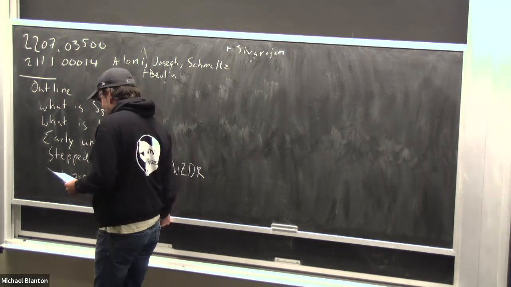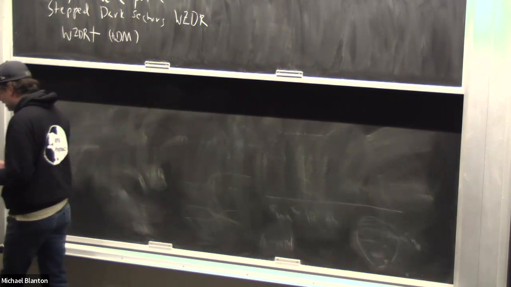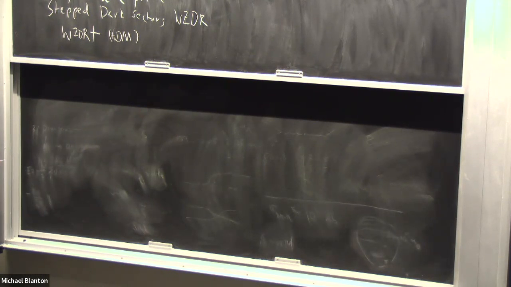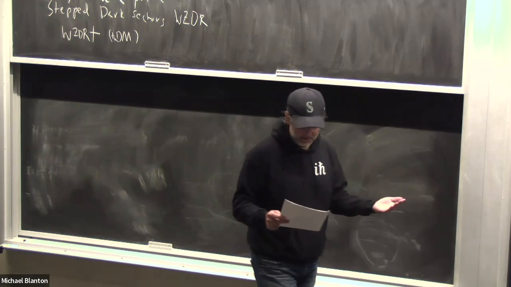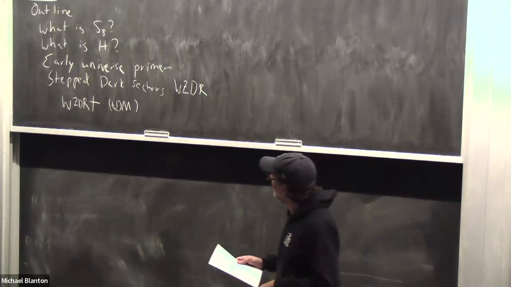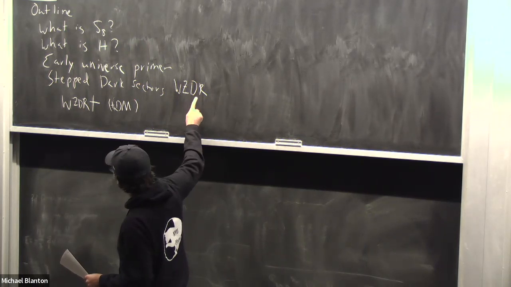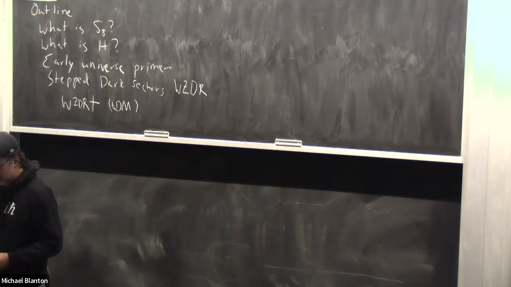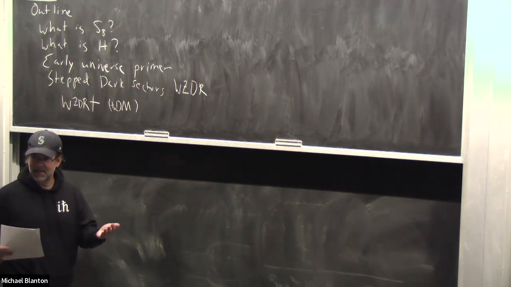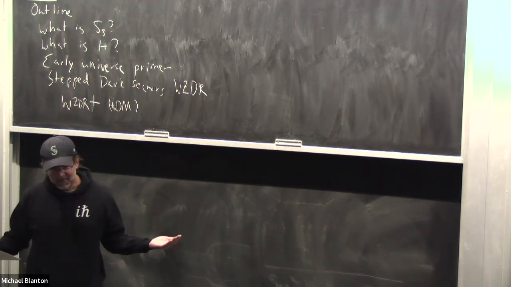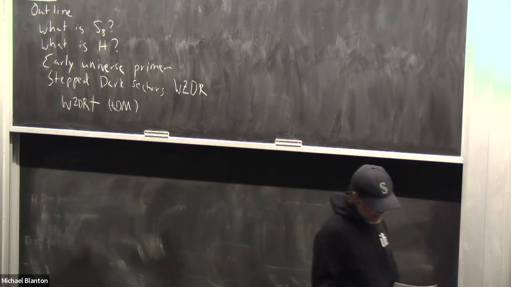Here's my outline. I'm going to start off by talking about what is S8, and what is H. Then I'm going to do an early universe primer for people who don't think about the early universe. Then I'll talk about step dark sectors, which we refer to as WZDR for a reason that I'll explain later. And then, there's Disney, Disney Plus, ESPN, ESPN Plus. We thought it's all the rage, so we wrote a paper with a plus, and I'm going to talk about that.